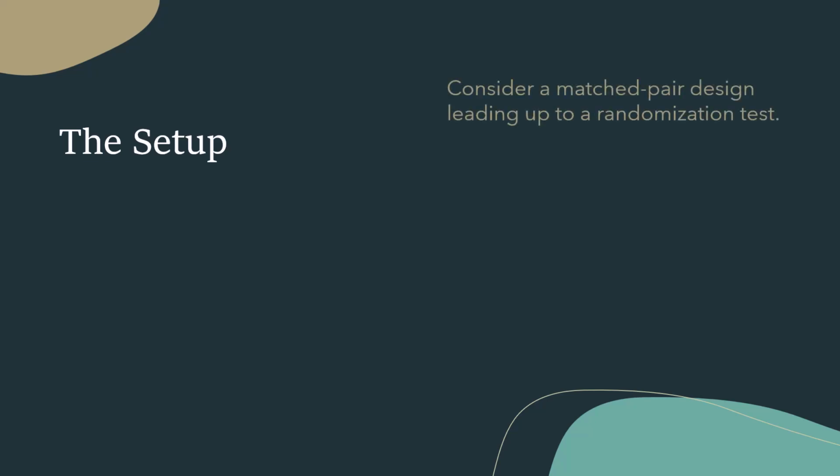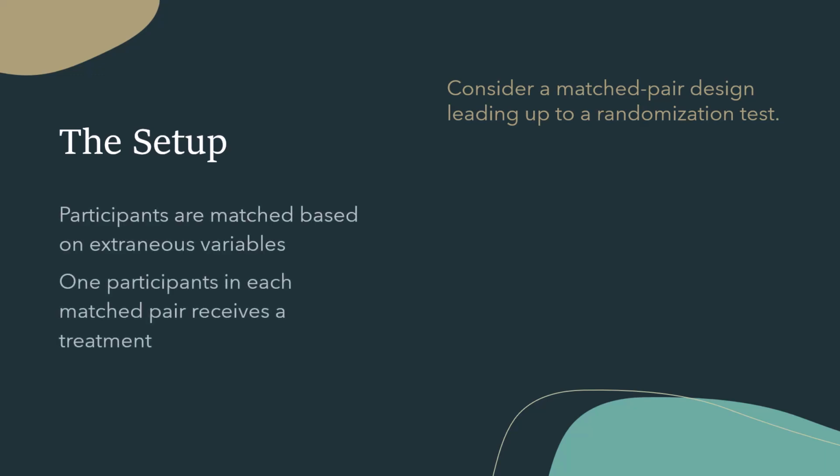Consider a matched pair design leading up to a randomization test. Participants are matched based on extraneous variables. One participant in each matched pair receives a treatment. Difference scores are calculated for each pair. That is, you take the score of the participant that received the treatment and subtract from it the score of the participant who was in the control condition. That provides you a difference score, and we're interested in testing the null hypothesis that the median difference is equal to 0, hoping we'll reject this hypothesis and find that the treatment made a difference.